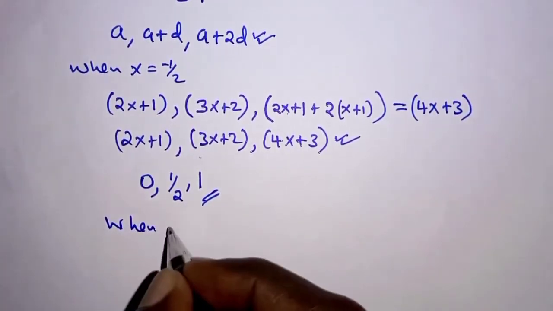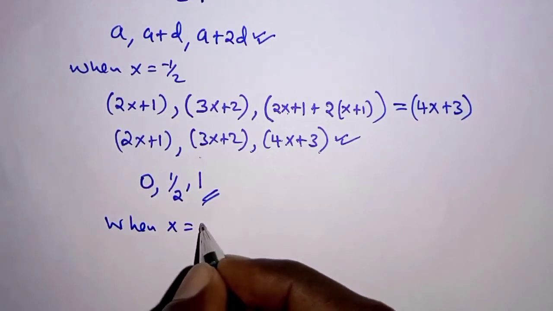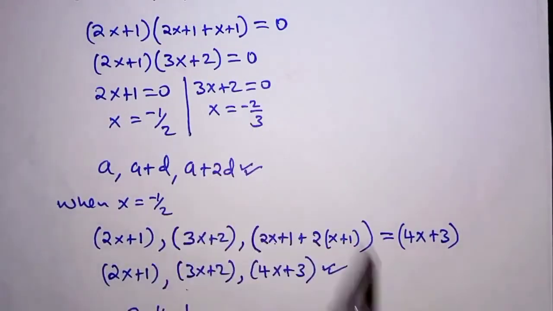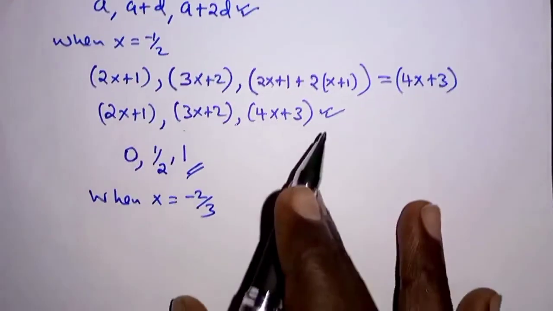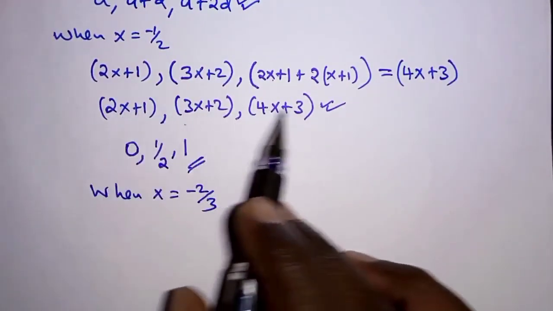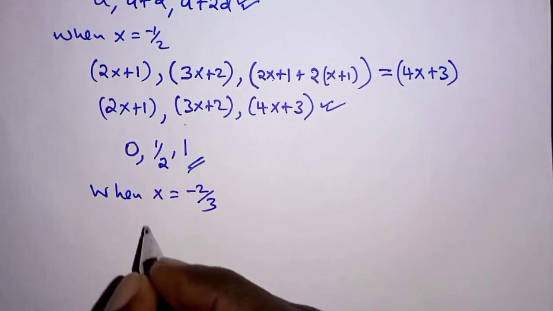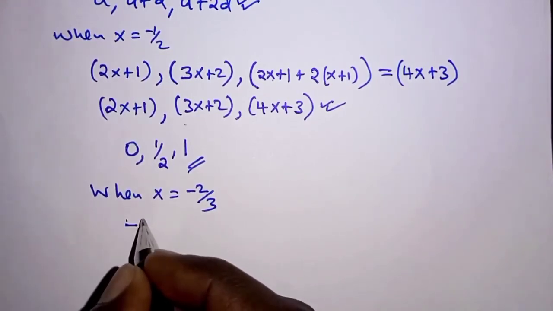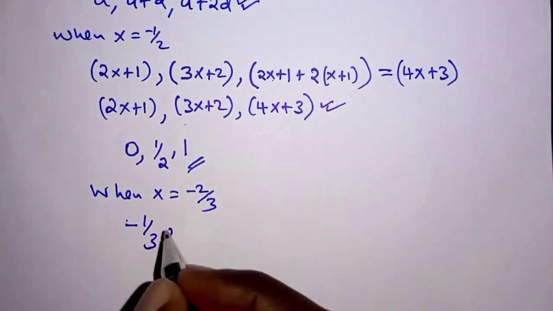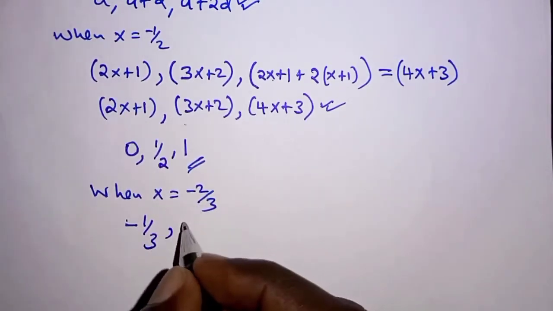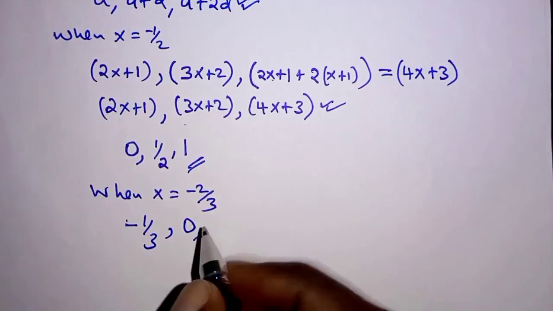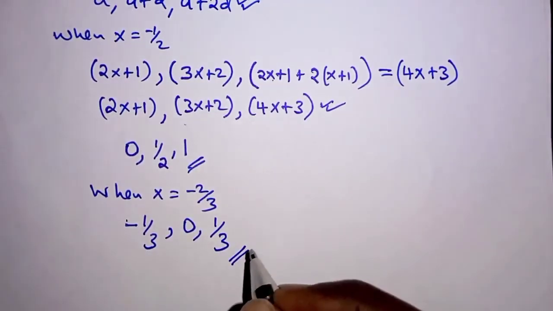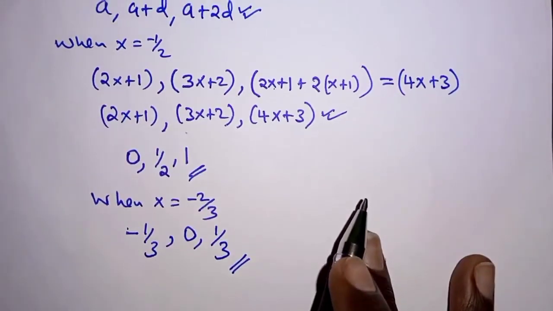Now when x is equal to negative 2 over 3, remember that is the next value of x we had obtained, then the sequence will be, substituting in this sequence again the values of x, the first term becomes negative a third, second term becomes 0, and third term becomes a third. And that is the next possible sequence.